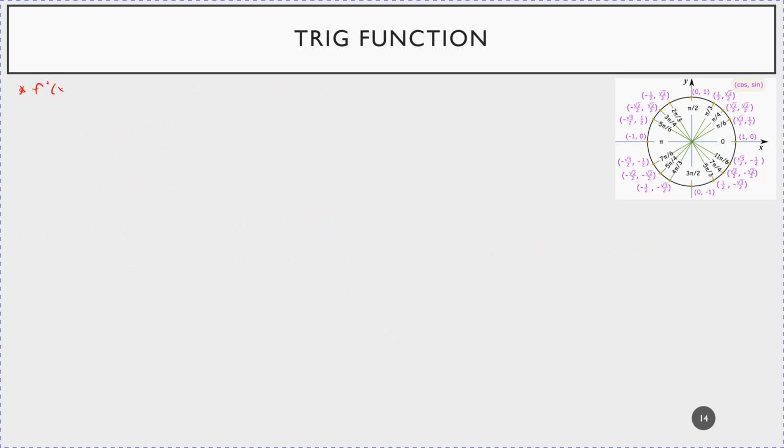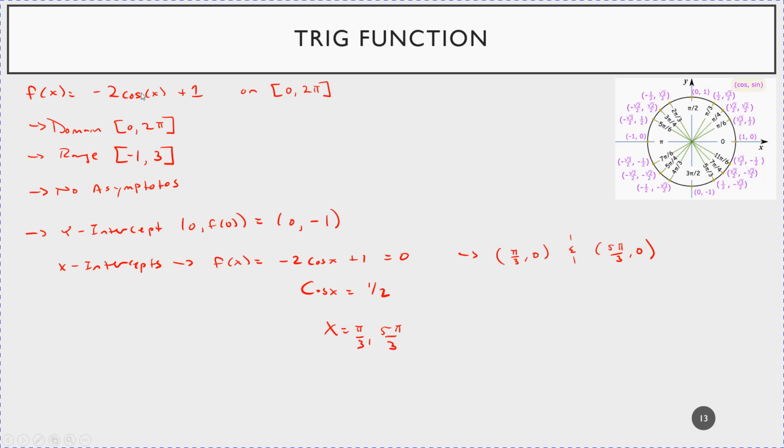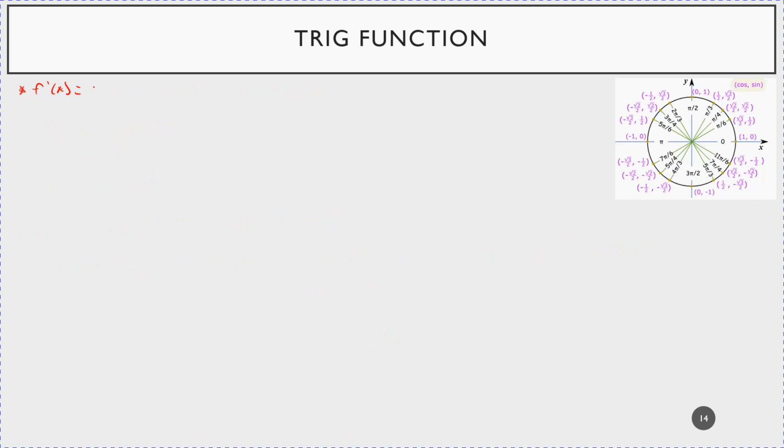So f prime of x here is equal to, well, the derivative of 1 goes away. Derivative of cosine is minus sine, so -2 times minus sine. This just gets me 2 sine of x. So when does this f prime of x, which is equal to 2 sine of x, equal 0 on this interval from 0 to 2 pi? Well, when is sine equal to 0? It happens at 0, pi, and then back at 2 pi.